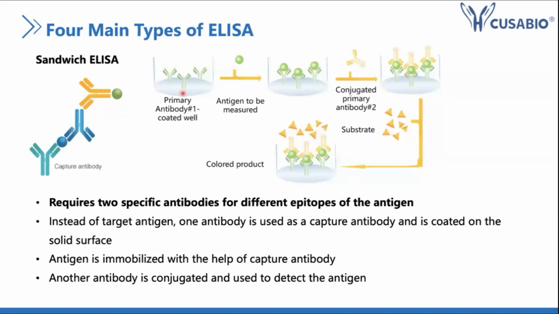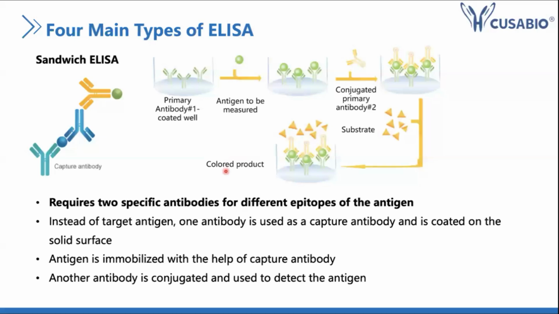Here, I have a very simple workflow for the sandwich ELISA. First, the primary antibody is coated on the well. Then we can add the antigen that we want to measure. So the antigen is binding to the primary antibody. Then we will add a second primary antibody, and this primary antibody is conjugated. So after the addition of the substrate, the signal will be produced because the second primary antibody is conjugated. You will get the signal.